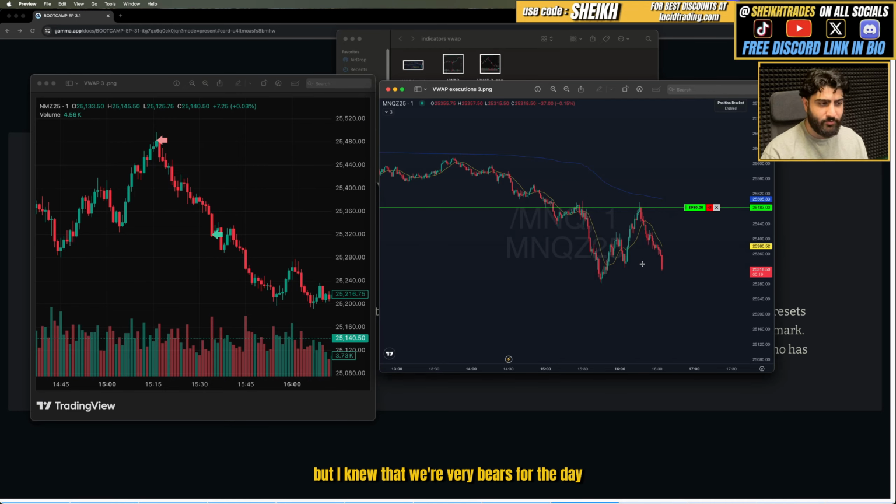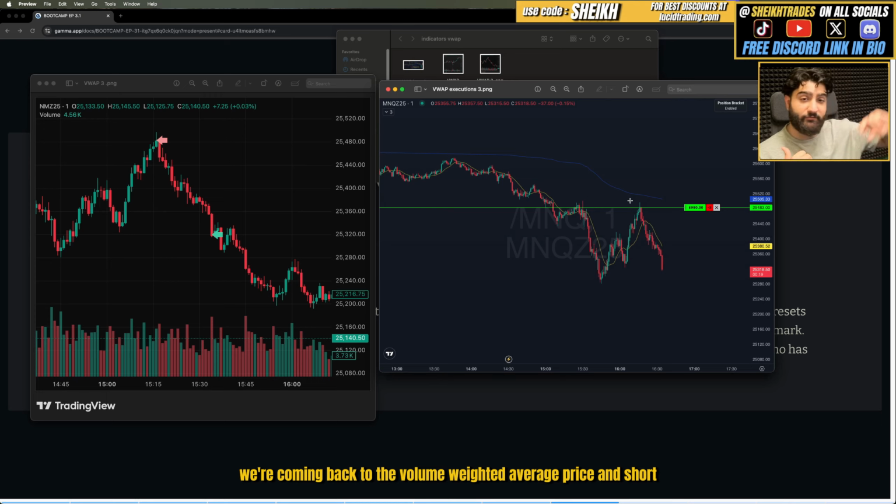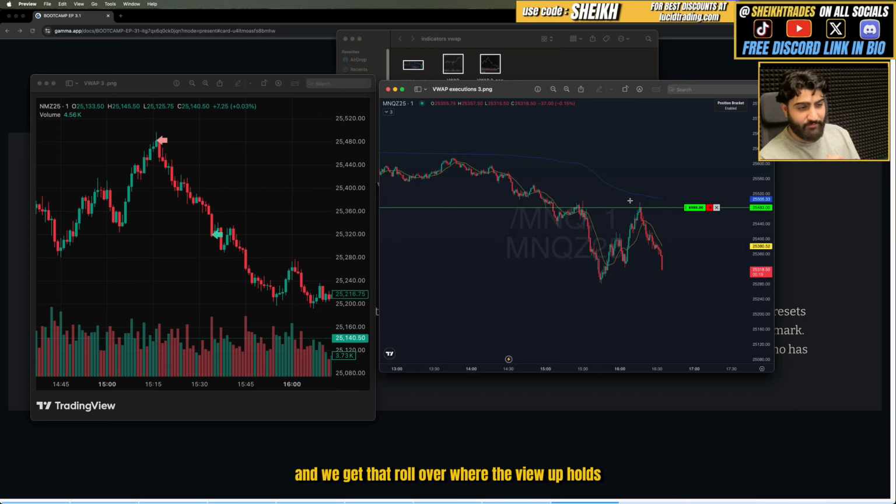But I knew that we're very bearish for the day. We were going into VWAP, so I'm already exposing myself to shorts and taking half size entry, and I would have added more if it came to VWAP. And you could see we just rolled over immediately, never gave me a chance to add full size, which is okay. But you could see that that whole VWAP got retested. We're coming back to the volume weighted average price, and the short sellers attack it again. And we get that rollover where the VWAP holds it. And you could see we break the EMA as well, and we go down.